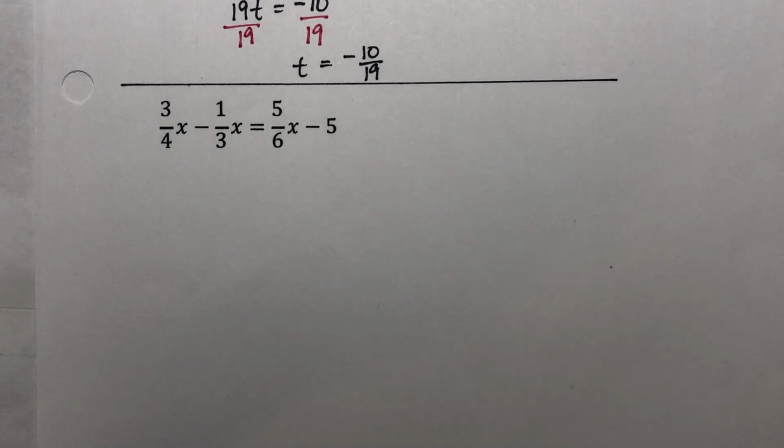This is part 4 of section 1.1 in the intermediate algebra. This time we're solving an equation that starts off with fractions. There are a couple of ways you could work these. You can keep the fractions in there.